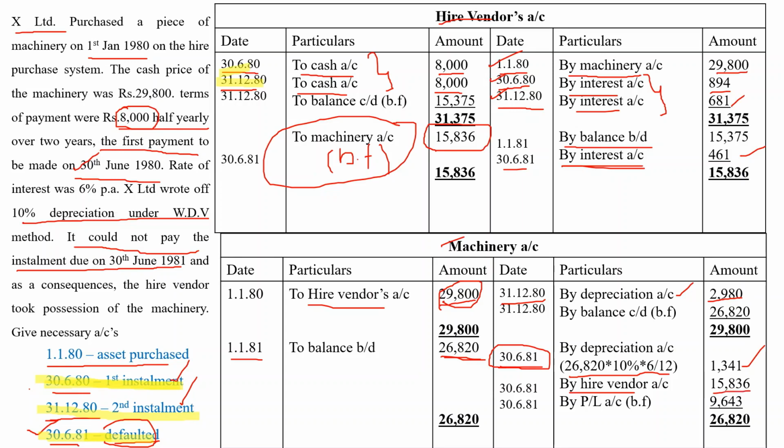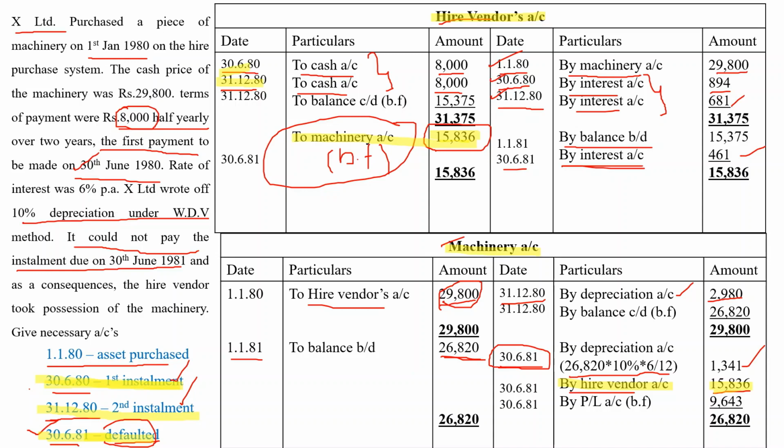See, in the hire vendor's books, I'll highlight it for you. In the hire vendor account, we are transferring one amount to the machinery account, isn't it? Now we are preparing machinery account. So in this machinery account, we are bringing this balancing figure, the amount that is being transferred, 15,836. That 15,836 we are bringing here from the hire vendor account, because this is the value of goods that is taken by the hire vendor on default.